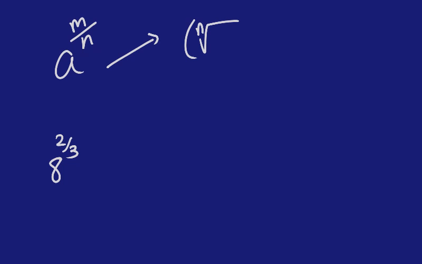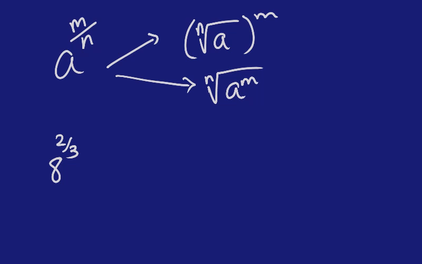What happens if you have a fraction as your exponent where the numerator is not 1? So a to the m over n. So for example, it would be something like 8 to the 2/3. So how would you do that? Well, there's two ways that you can write it. You can write it as the nth root of a and then raised to the m on the outside, or you just write it as the nth root of a to the m, like that.